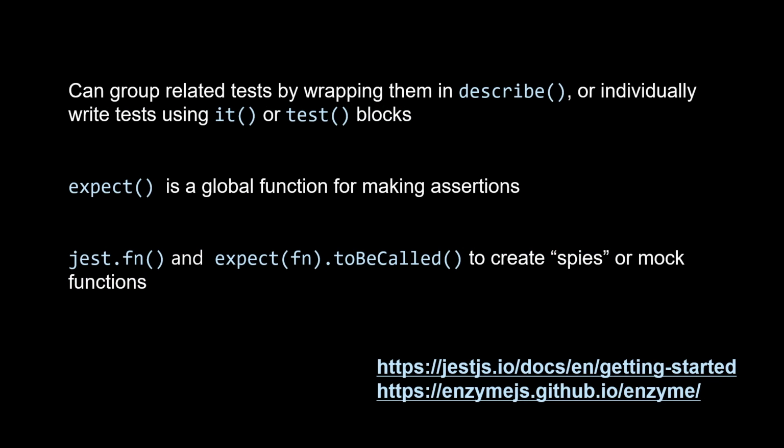So just want to describe a couple more pieces of information here for you. When you are using the Jest framework, you can group related tests by wrapping them in describe, or you can just individually write out your tests with it or test blocks. Enzyme typically uses assertions based on something similar to Chai, but with Jest, expect is a global function for making assertions, so you can just use that right out of the box. There's an entire API of options within the Jest docs linked below. And jest.fn and expect function to be called are a great way to create spies and mock functions.